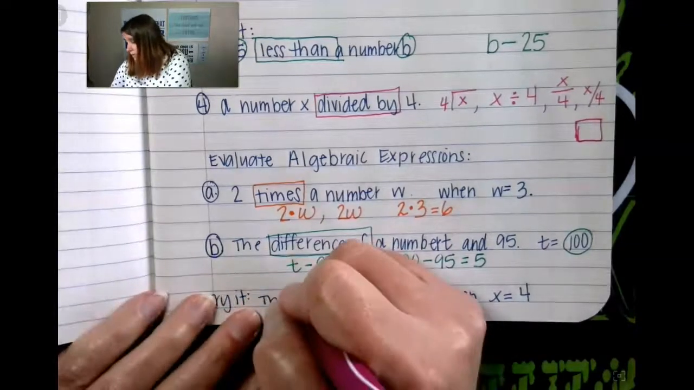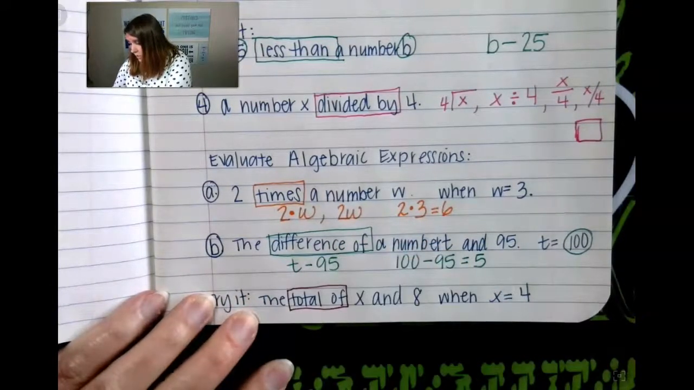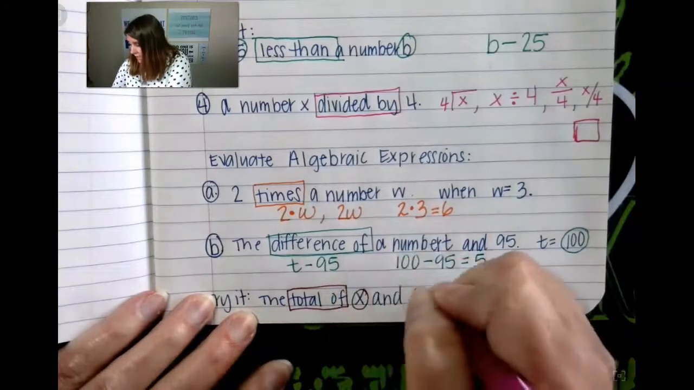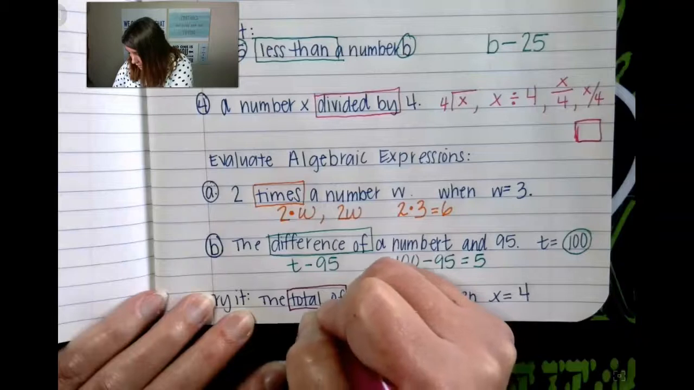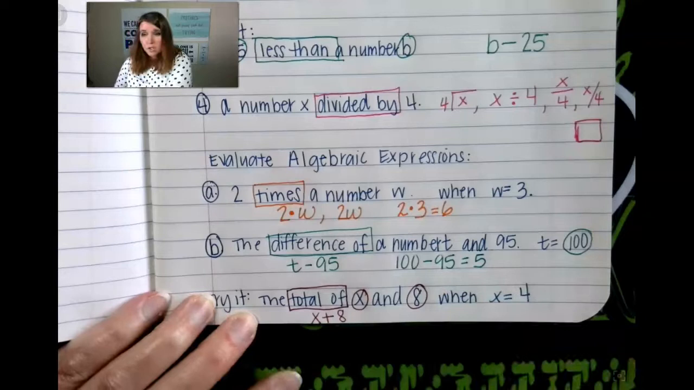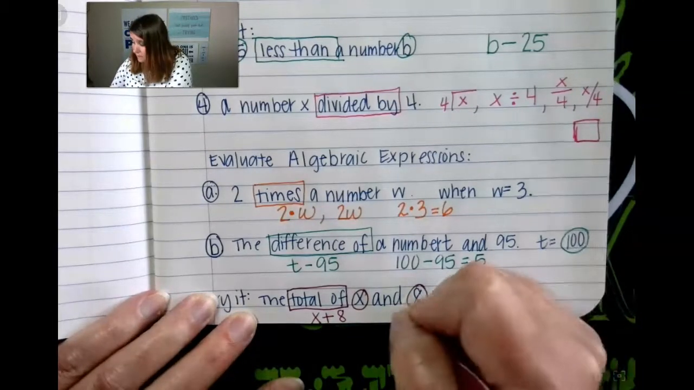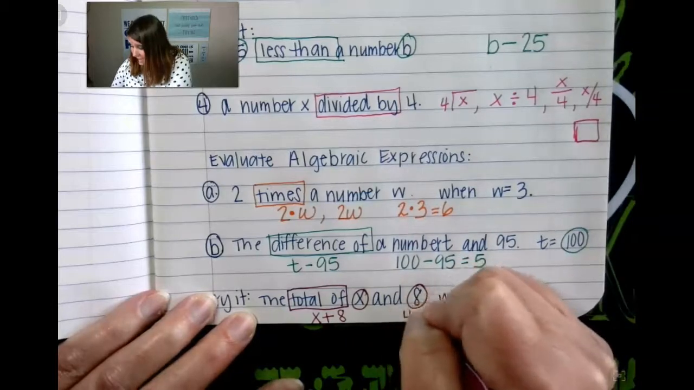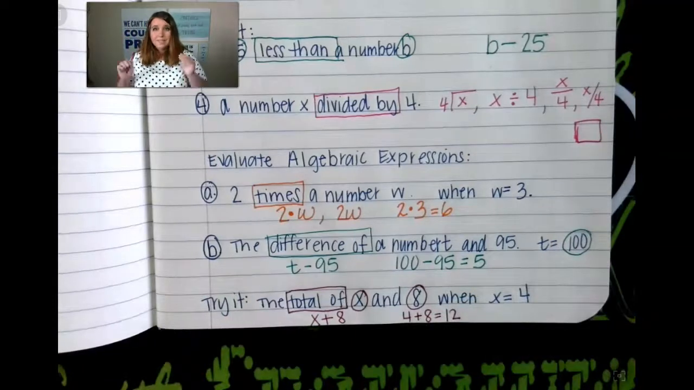Okay, here we go. The total of is addition. I'm using x and 8. So I'm going to take addition. x plus 8 is the first part. My second part of this is 4 plus 8 equals 12. Done.